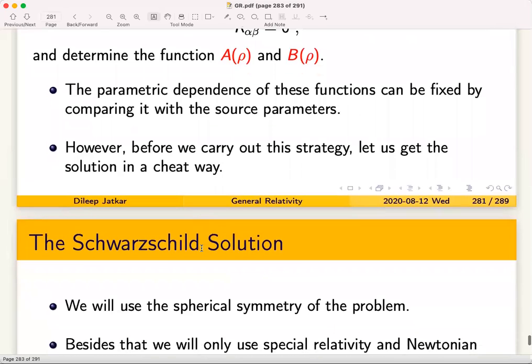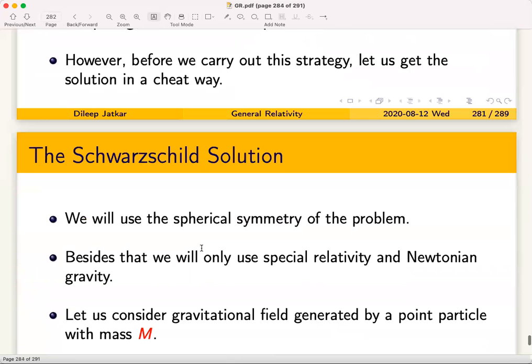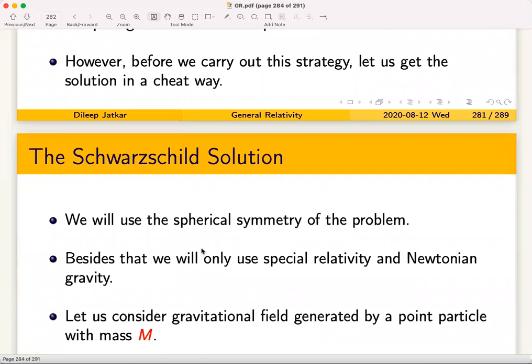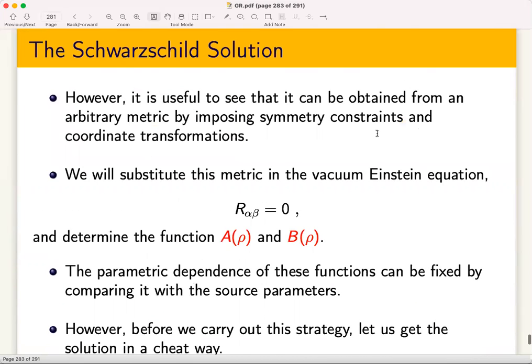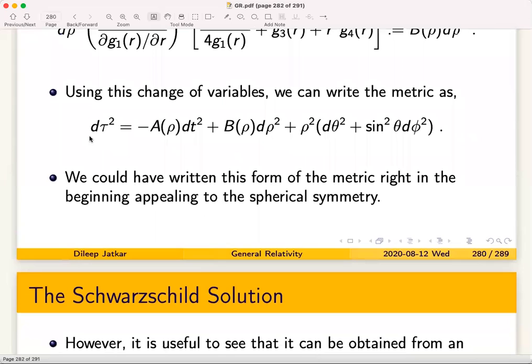Okay, so here's the trick. First thing that we will do is to assume that the problem has spherical symmetry. This tells us that we are going to write down our metric in this particular form. Okay, fine. So this is our starting point. Now remember, we are only going to use special relativity, and therefore the metric is in some sense flat. So anybody who knows only special relativity with spherical symmetry would have written down the spherical part of the metric in this particular form: rho squared times d theta squared plus sin squared theta d phi squared, without asking any questions.